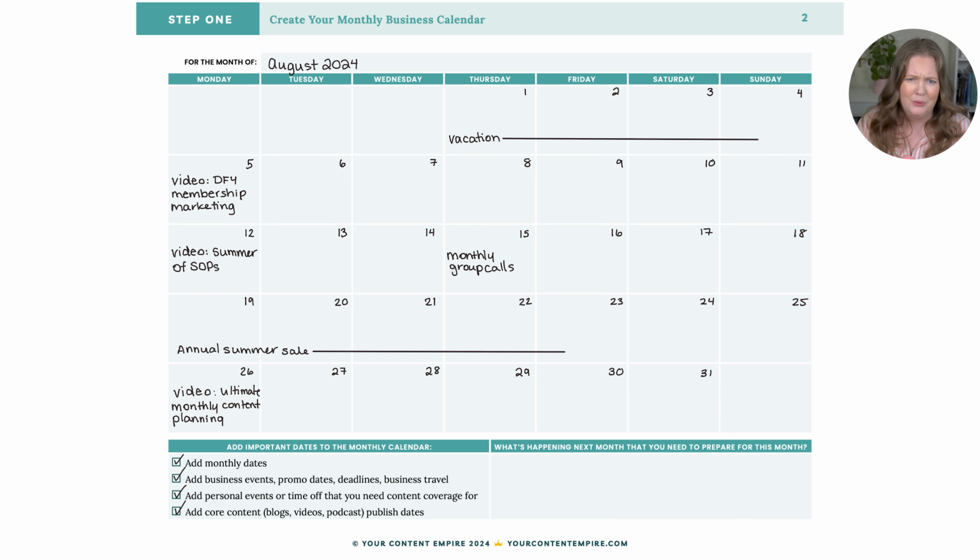To do this, you'll start by numbering out the days of the month that you're planning for. You can choose to grab the annual content planner, the paid version, if you want all the dates done for you, but you'll start there if you're using the free version, putting in those dates. And then you'll go through and add any other business events, promo dates, deadlines, and business travel. Then do the same for your personal. Add all of the personal events and time off that you need to plan your content and business around. That's it for step number one, for now at least, although we'll circle back here at the end to put in your core content publishing dates.